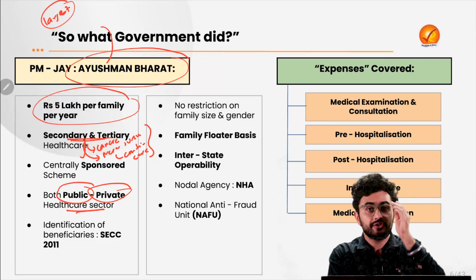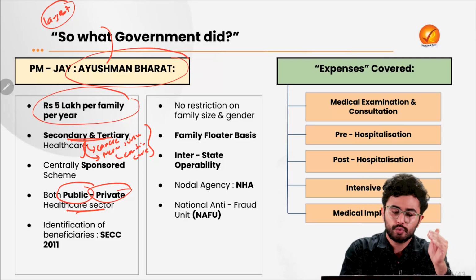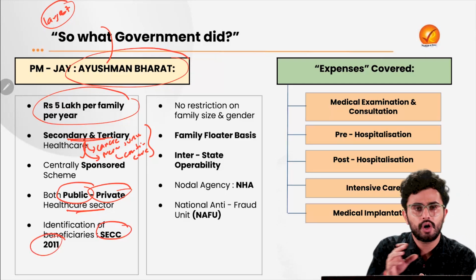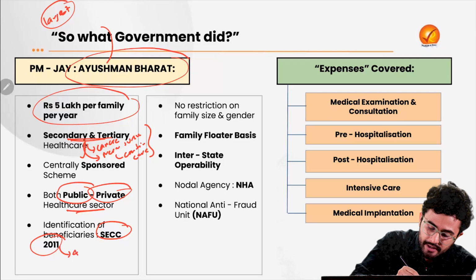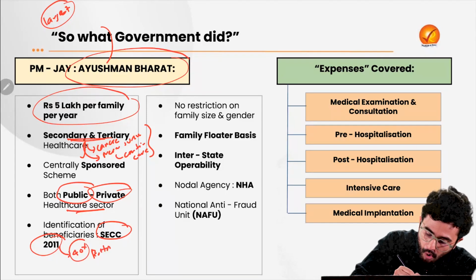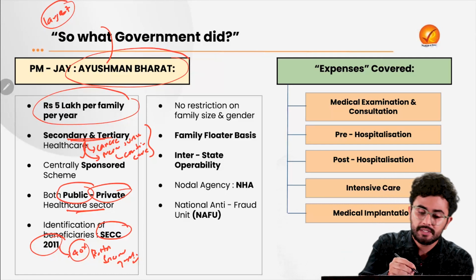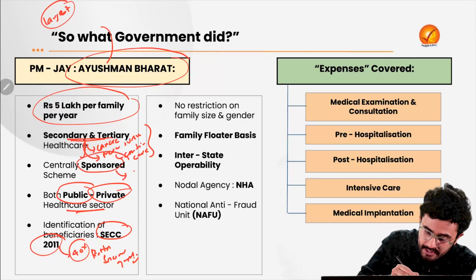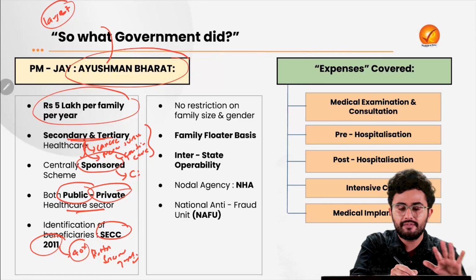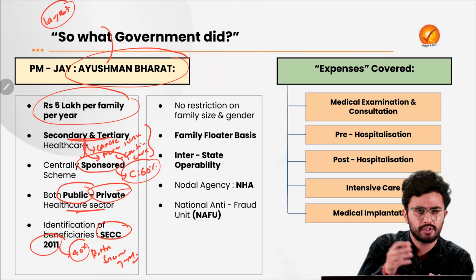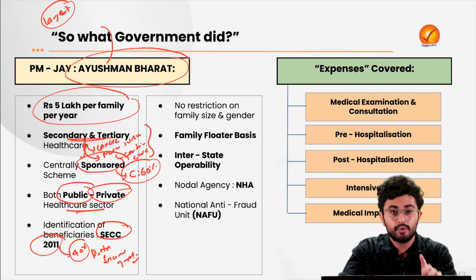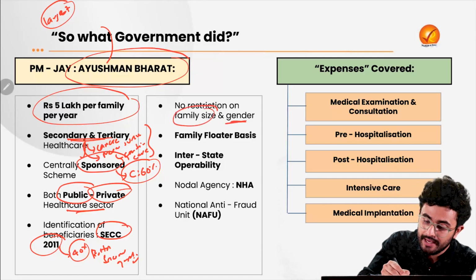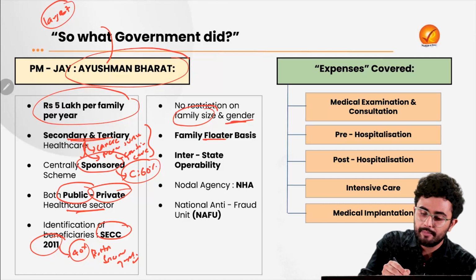And how will the beneficiaries be identified? They will be identified through the Socio-Economic Caste Census 2011, basically the people who fall below the poverty line, and thus the target is to cover the 40% bottom income quintile. Remember that this scheme is a centrally sponsored scheme, which means that the center share of this total 5 lakh rupees will be around 60% for the normal states, and for northeastern and Himalayan states it will go up to 90%. Also, there exists no restriction on family size and gender. There is also a family floater basis.